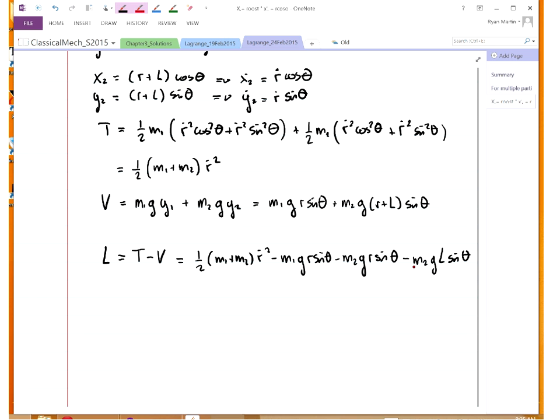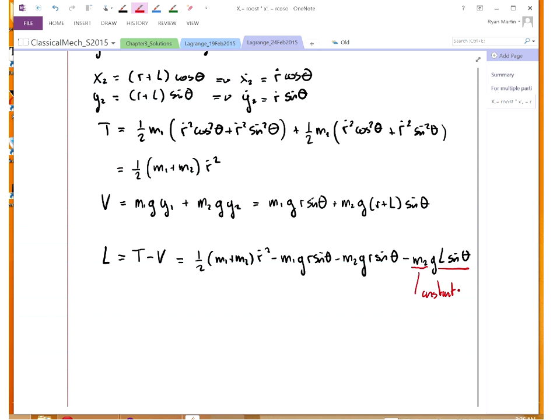Now let me just note this last term here, that's a constant. M2 g L sine theta is a constant of the problem. It's all constants in there. The reason that's relevant to notice is that when we do the Euler-Lagrange equation, we exclusively take derivatives of the Lagrangian. So when we take the derivative of that constant term, it's going to drop.